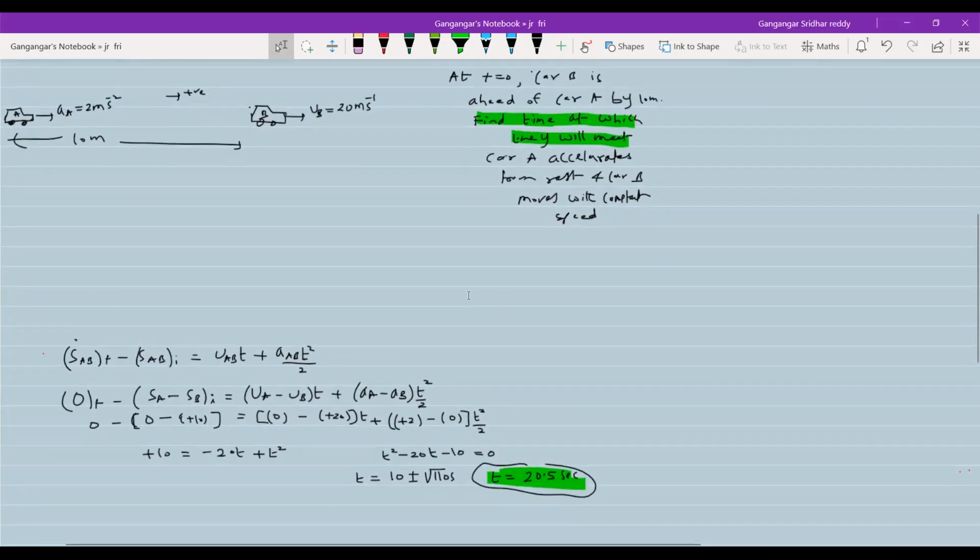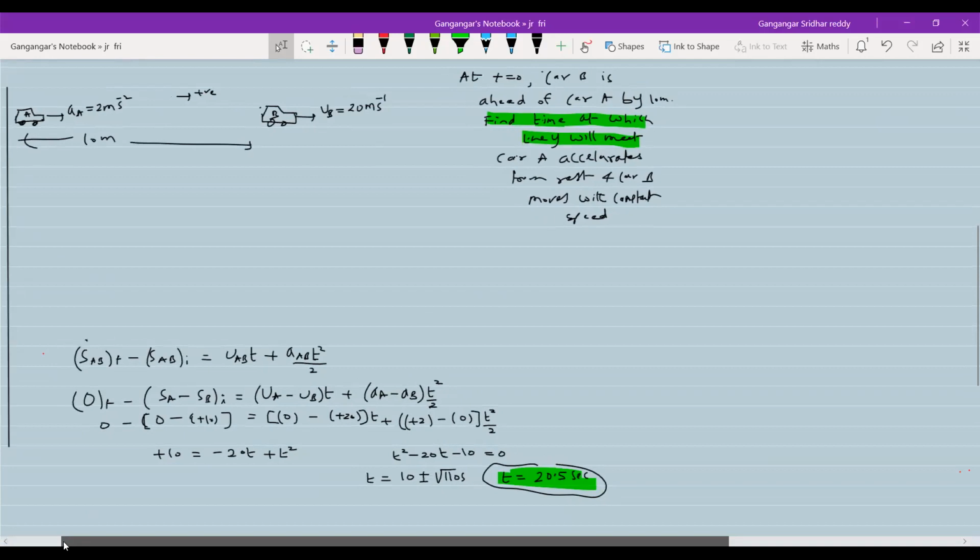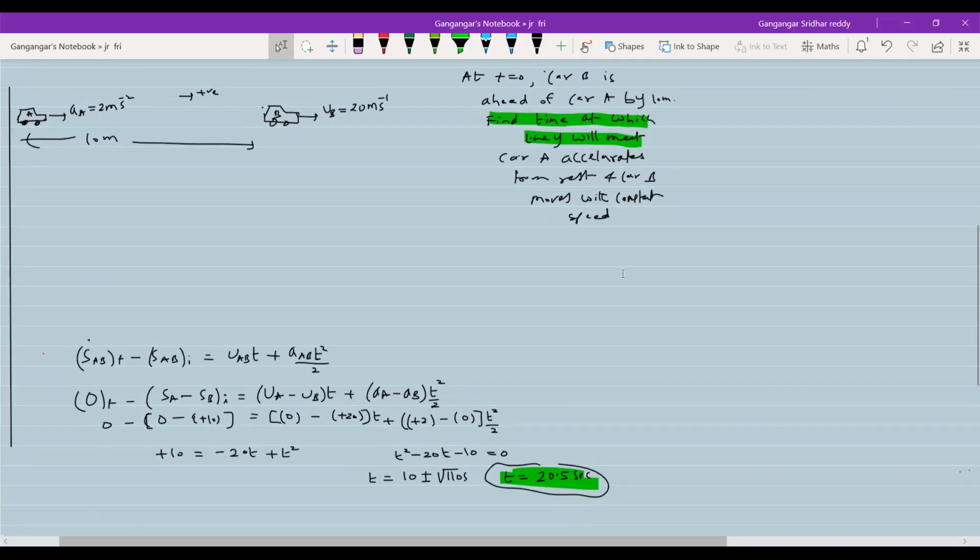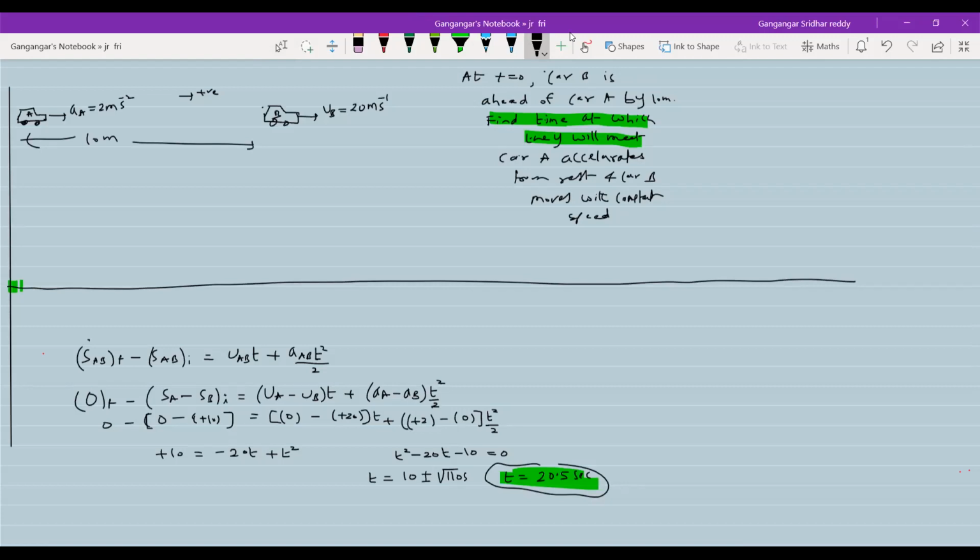I think font size, no problem. Okay, now you can see here all. After 20.5 seconds, car A will catch car B. This was the condition. So here I'll show what is actually happening. So this is car B. It will continue to move with that velocity, and car A will be here.